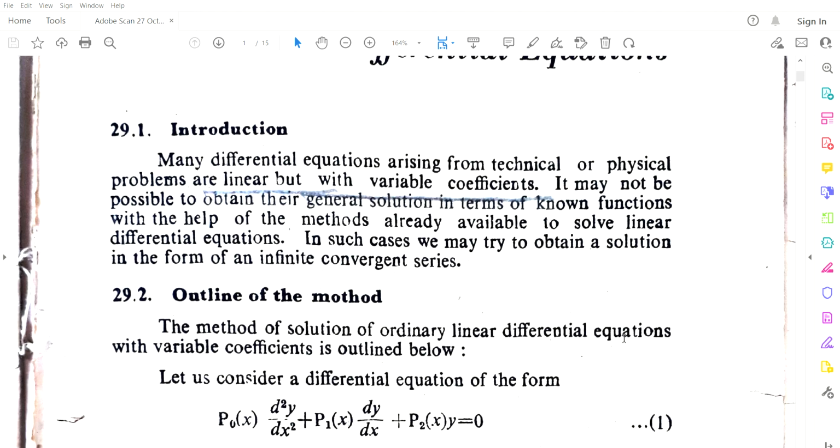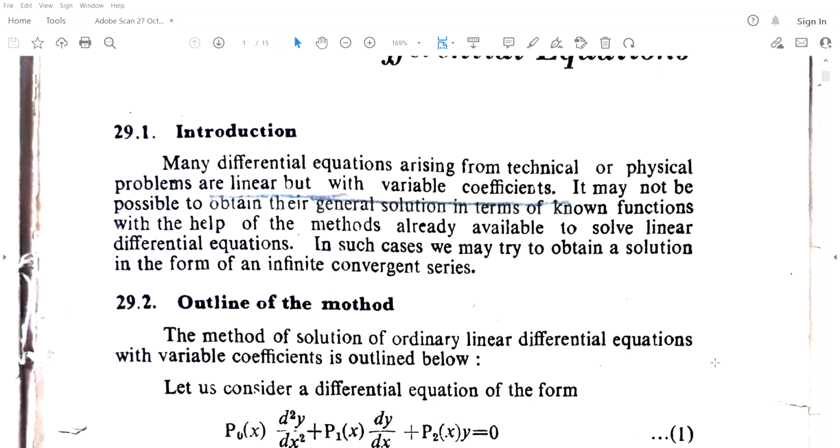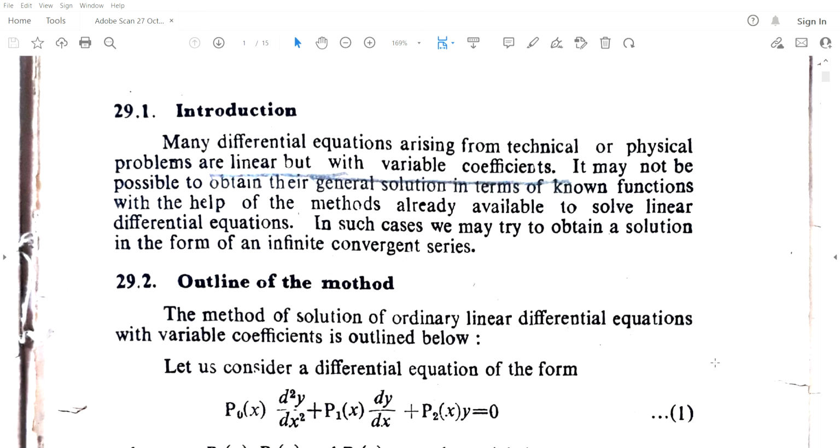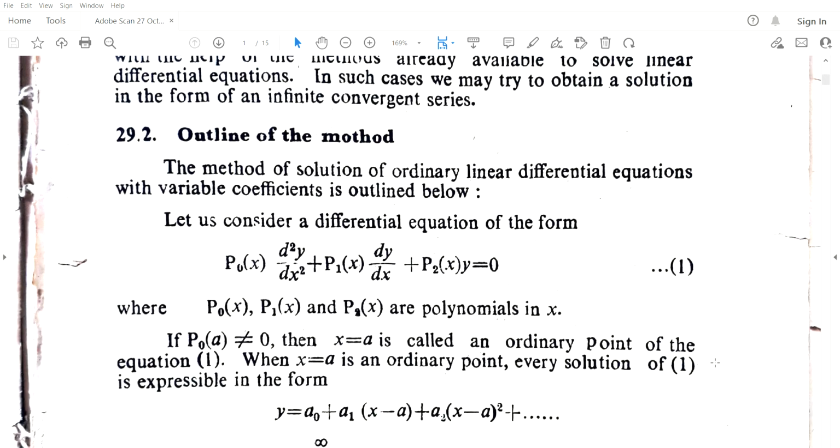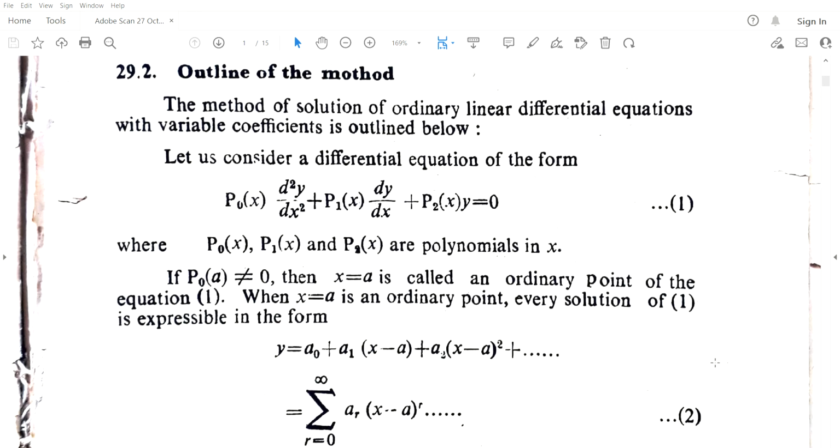Yes. This is the series solution of differential equations. We had discussed the differential equations with constant coefficients. Now, linear equations but with variable coefficients. Therefore, it becomes difficult to find the solution by other methods, so we use the series solution method.